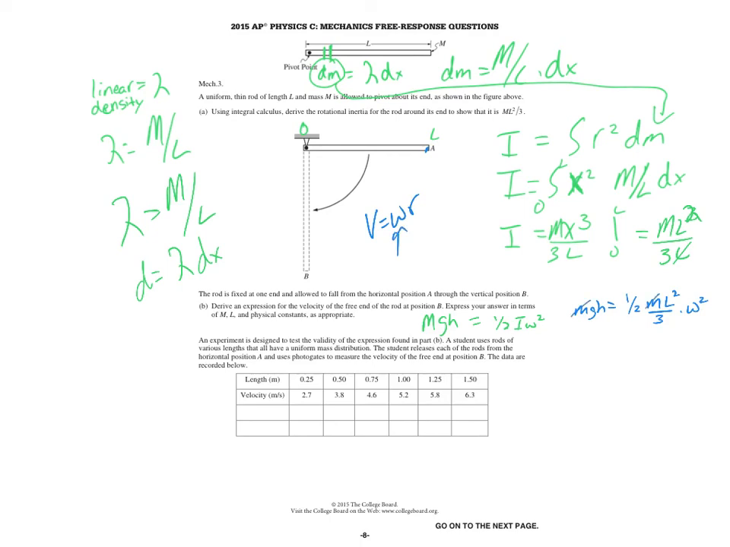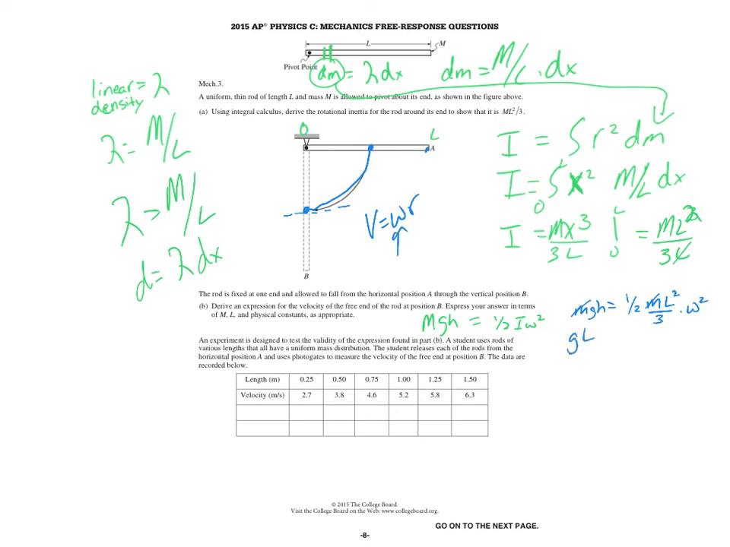The m's cancel, so we're left with, how high is it to begin with? Oh, this is good. The height is going to be the height of the center of mass, not the height overall. So the height of the center of mass is L over 2.